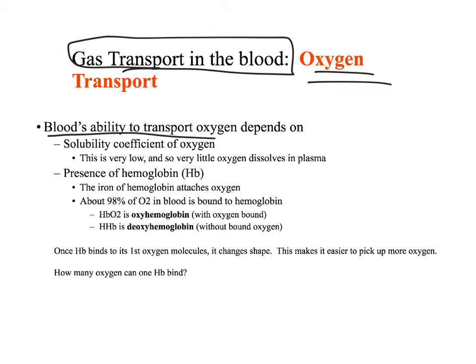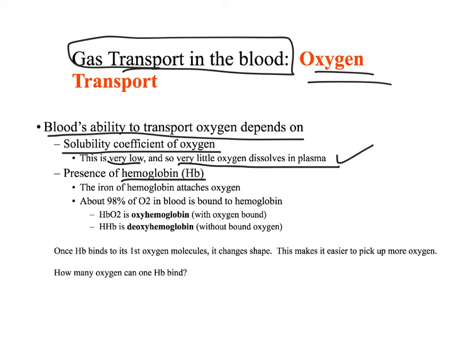So the blood's ability to transport oxygen depends on the solubility coefficient of oxygen. Oxygen does not dissolve well in water. It just doesn't, so it's very low. So very little oxygen is going to be dissolved in the plasma. So what we have to think about is how else can it be carried? And I think you guys know this. It's going to be carried in hemoglobin.